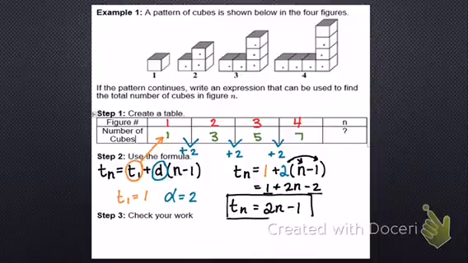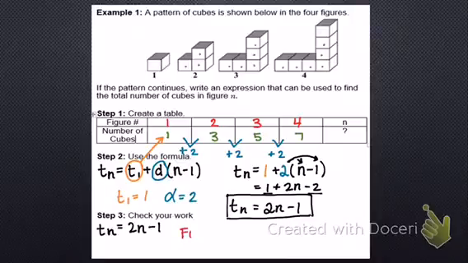Put a box around that, and then in step 3, we're going to check our answer. So to check my answer, I'm just going to pick a figure. I'm going to go with figure 4, and we're going to use this formula to make sure that I get the appropriate number of cubes whenever I look for the 4th figure. So if I want to check figure 4, I'm going to use my n value as my 4th term. So I'm going to plug in 4 into my equation.